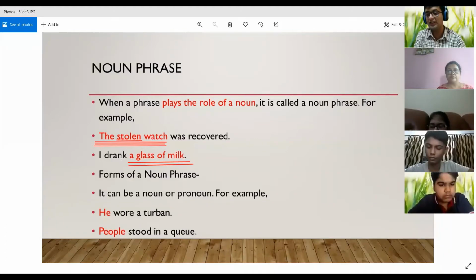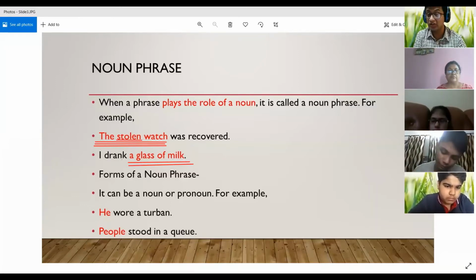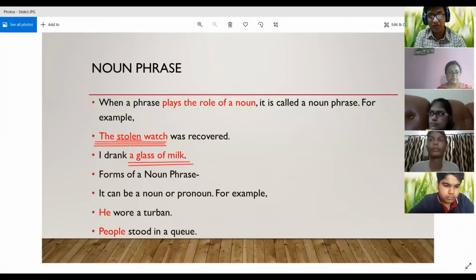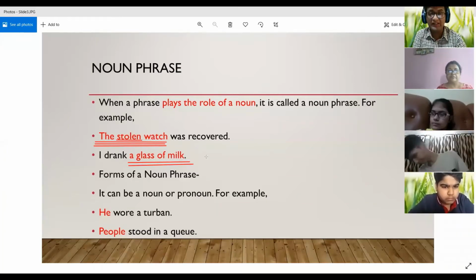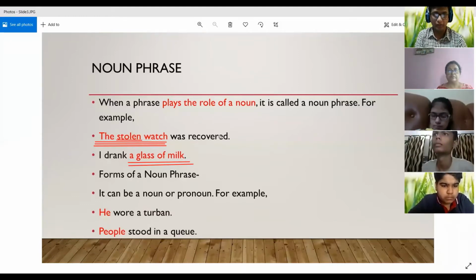Because to answer the question, what did you drink, you are going to answer, I drank a glass of milk. To answer the question, what was recovered, you are going to answer, the stolen watch was recovered. So the stolen watch will become a noun. A glass of milk is going to become a noun. So when a phrase plays the role of a noun, it is called a noun phrase.